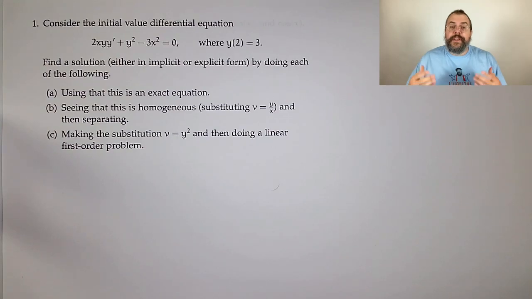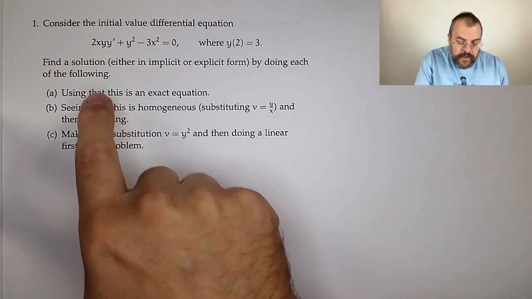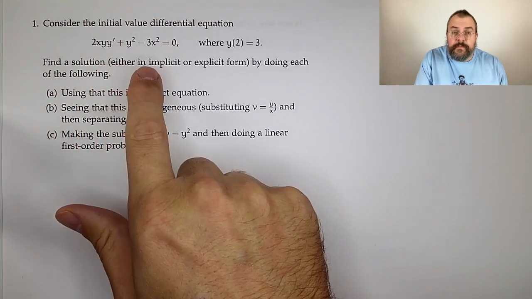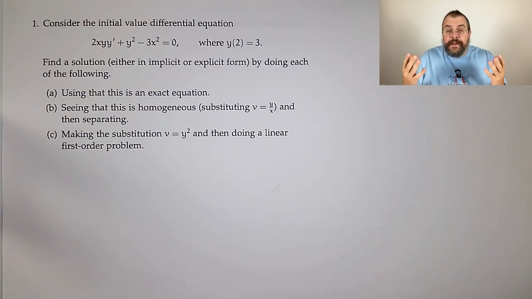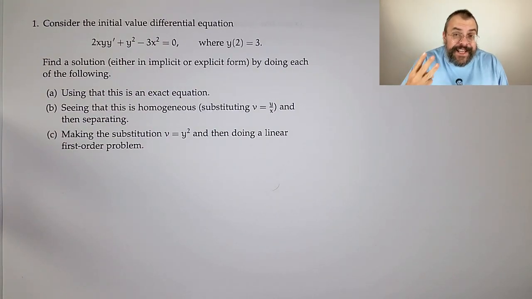So, consider the initial value differential equation: 2x y prime plus y squared minus 3x squared equals 0, y of 2 equals 3. And we're going to find a solution, and we're going to do it in 3 different ways.